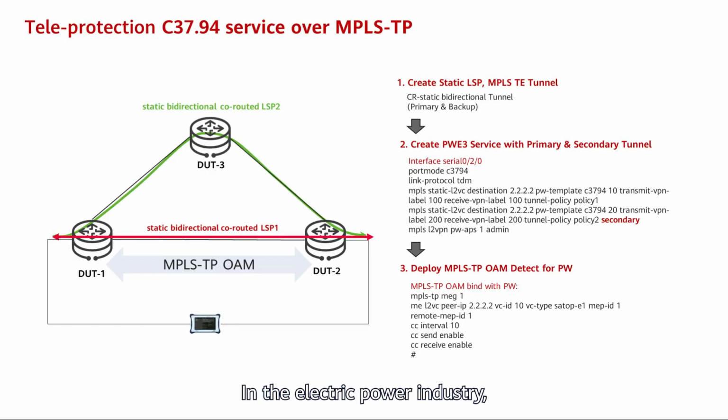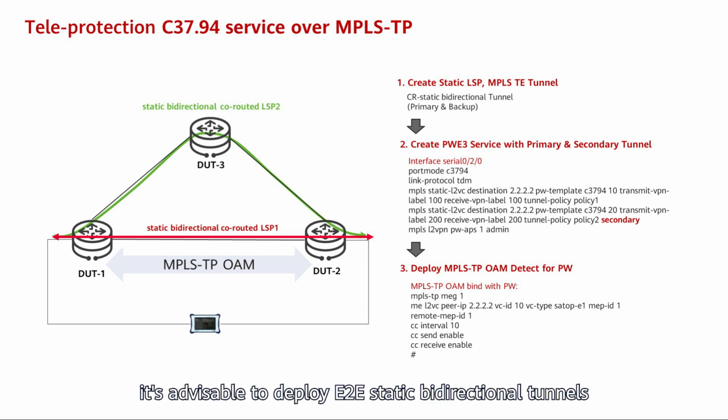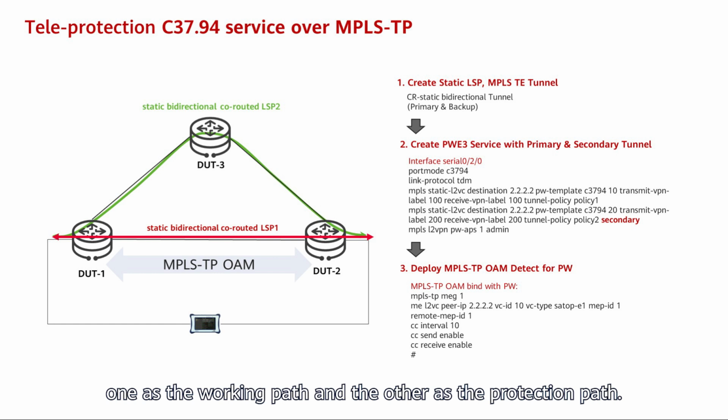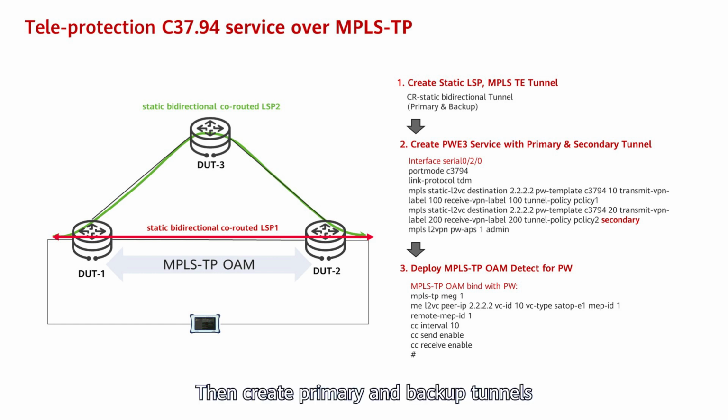In the electric power industry, it's advisable to deploy E2E static bidirectional tunnels to ensure service stability. The deployment roadmap consists of 3 steps. First, create 2 static bidirectional core-routed LSPs, one as the working path and the other as the protection path. Then, create primary and backup tunnels and bind each of them to the corresponding LSP.